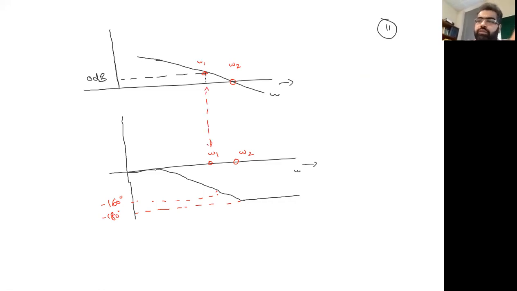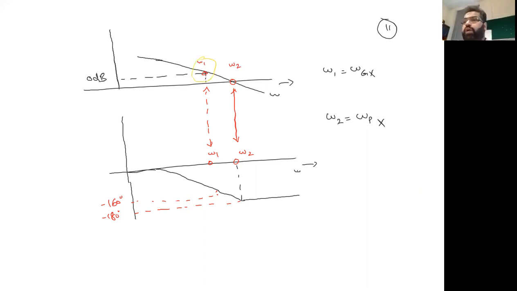What can we write about omega 1? Omega 1 is the gain crossover frequency. You can see it's at 0 dB. And at omega 2, it's the phase crossover frequency, because the phase is minus 180 degrees. Now, what about omega 1? Is it stable or not stable? At omega 1, my gain is 1 or 0 dB, and my phase is minus 160 degrees.